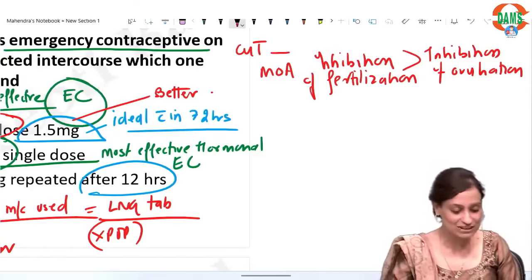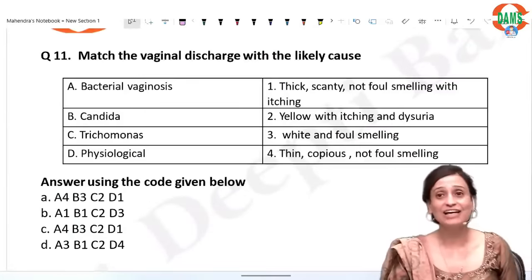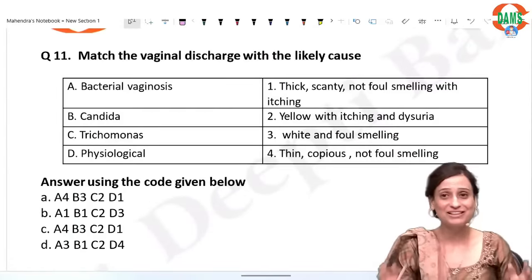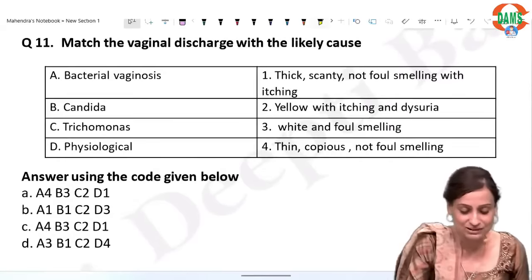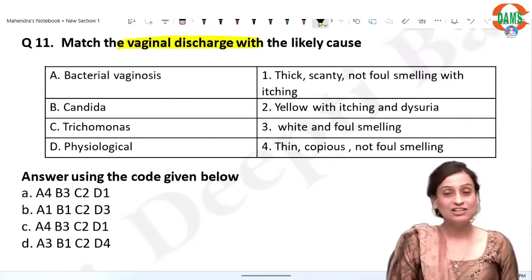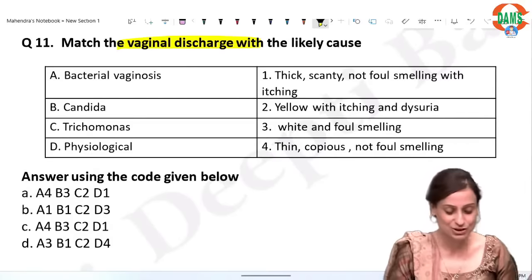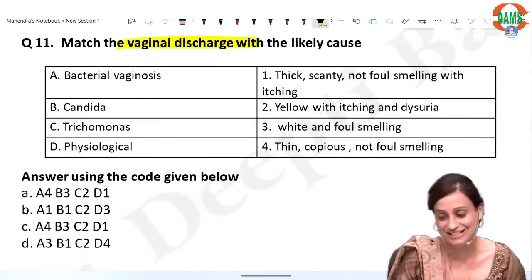Ready for the next one, everybody? Okay, perfect. Let's go on to the next one. Again, a very, very important topic. We see repeated questions on it. Take your time, take 2 seconds and match the vaginal discharge with their likely cause. Okay, so take 2 seconds and then we begin the discussion.